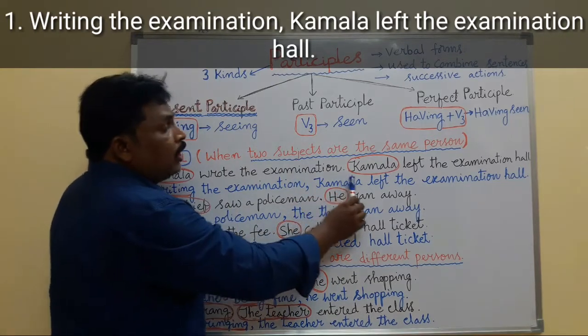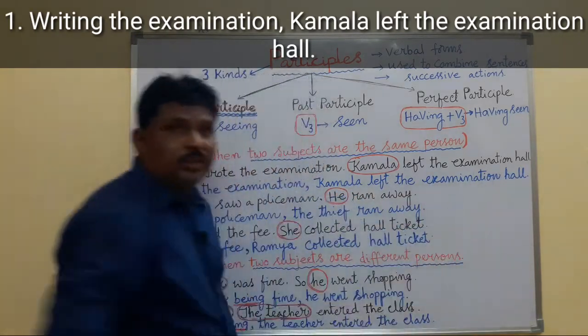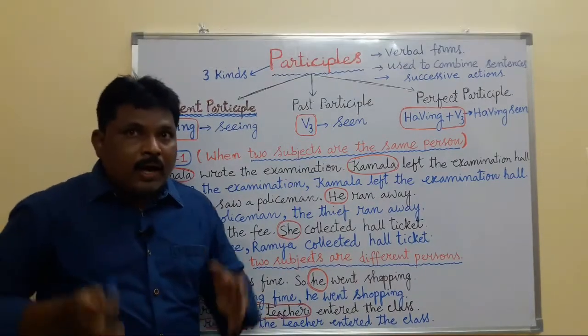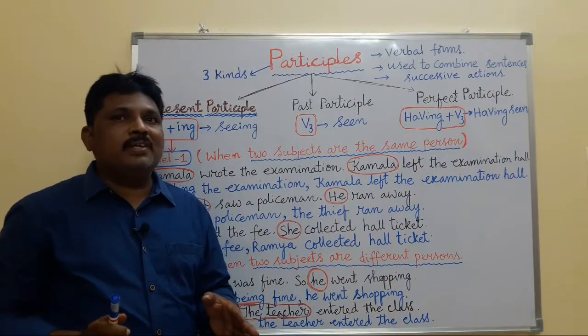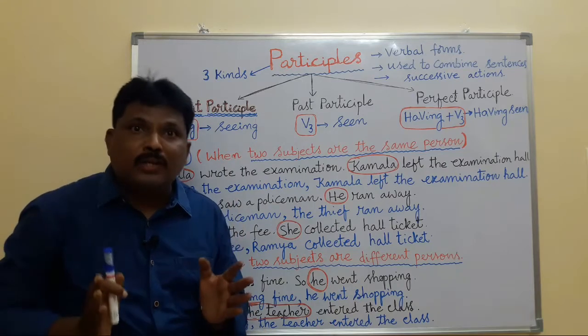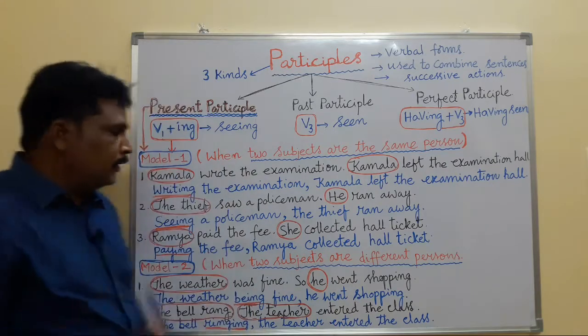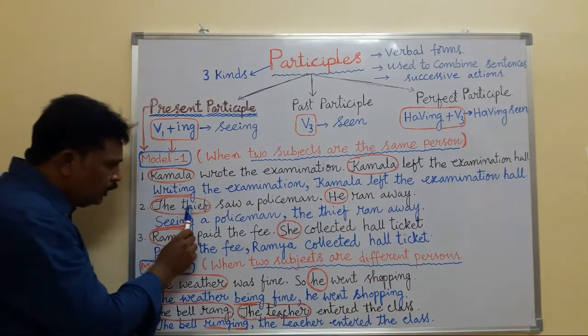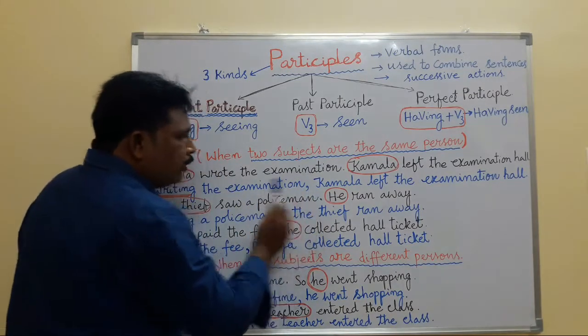Now you write the subject. Kamala left the examination hall. This is the way how present participle is used to combine two sentences, two actions like this. Second example. The thief saw a policeman, full stop.